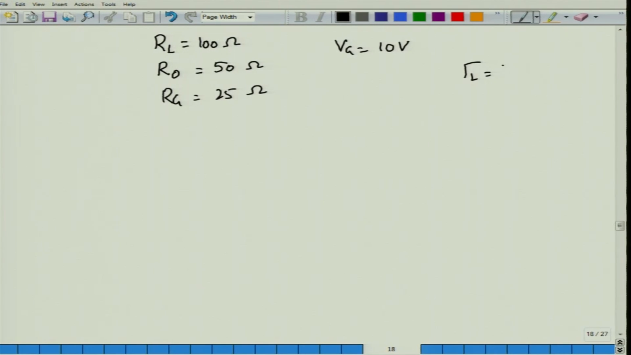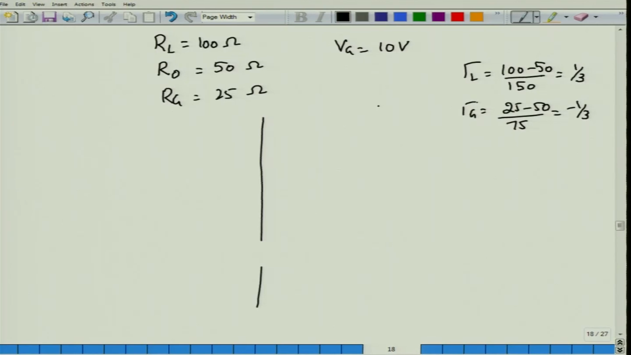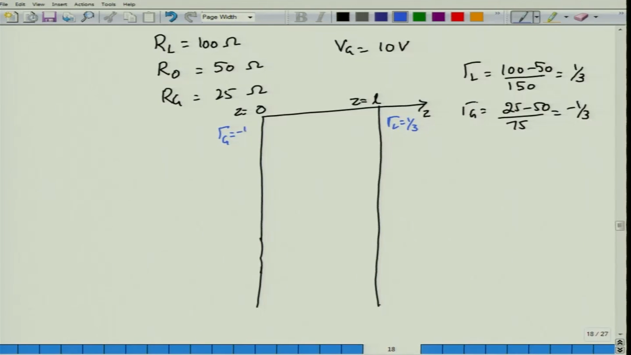So, the load reflection coefficient is (100 minus 50) by (100 plus 50). So, this would be about 1/3, right. And gamma g is (25 minus 50) divided by 75, this is minus 1/3. So, we have gamma L and gamma g differing in sign. Let us start with the lattice diagram. So, this is the lattice diagram that I would like to start. This is the z axis, this is z equal to 0, this is z equal to L, okay. Here I note down what is the value of gamma L, which is 1/3. I also note down what is gamma g, which is minus 1/3.